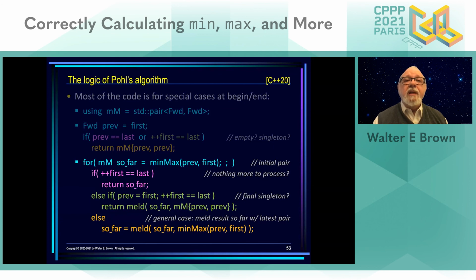I'm done. Otherwise, I found an odd item. There's a final singleton. So I've got to do 1 last meld and I can return the result of that. Otherwise, there's the general case. Meld the results so far with the latest pair.